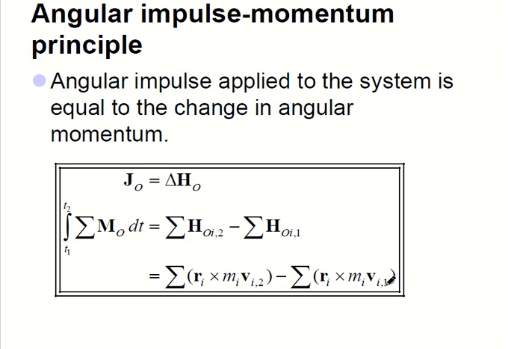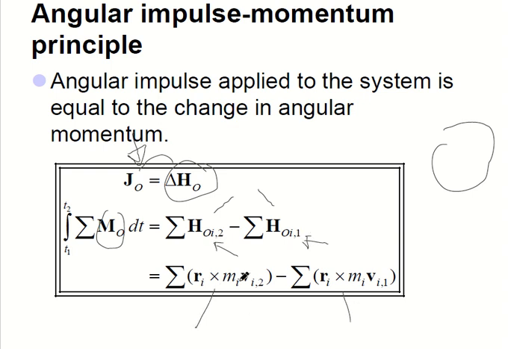The angular impulse momentum principle applied to the system is again equal to the change in angular momentum. So here is a change, and it's going to give you your impulse. That relationship is called the angular impulse momentum principle. We're going to write the impulse in a moment way and we're going to write the change in momentum in a momentum way, with the initial and then your final condition.